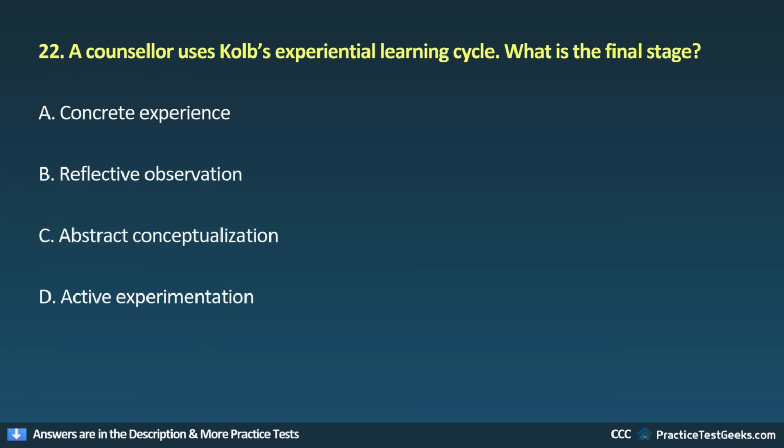22. A counselor uses Kolb's experiential learning cycle. What is the final stage? A. Concrete experience. B. Reflective observation. C. Abstract conceptualization. D. Active experimentation.